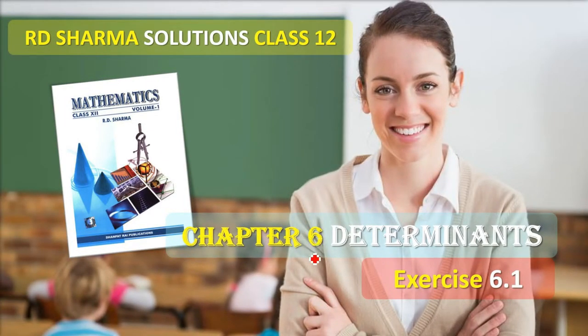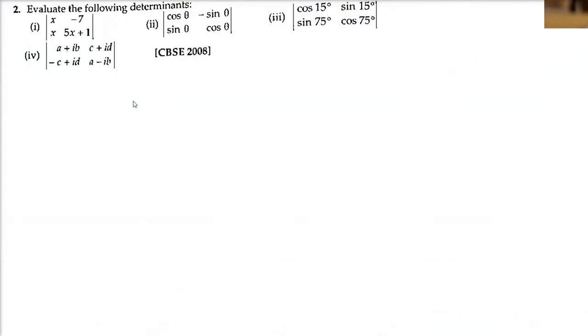This is R.D. Sharma solution class 12 chapter 6 determinants exercise 6.1. Evaluate the following determinants. Since this is a 2 by 2 matrix A, B, C, D, you just have to do A into D minus B into C.